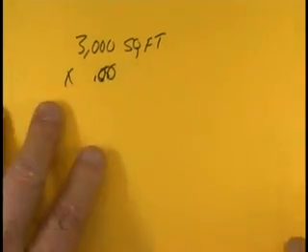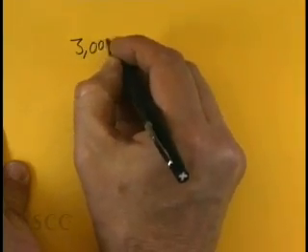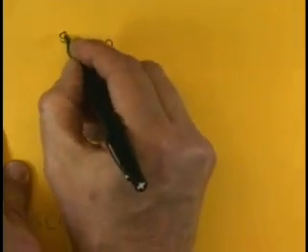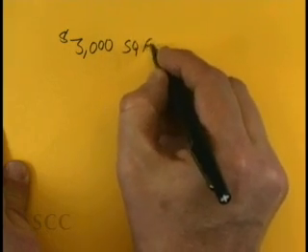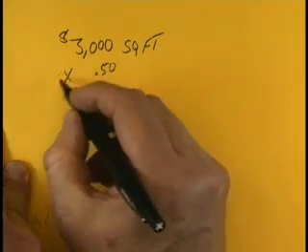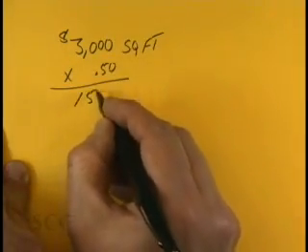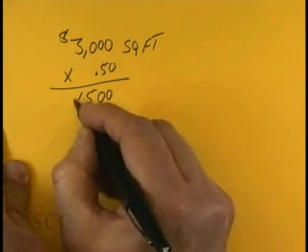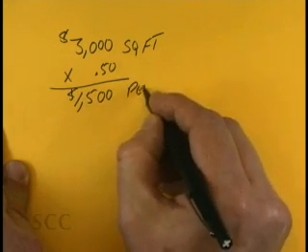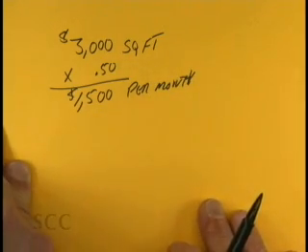Let me do that again on another piece of paper. I'm going through paper like crazy. We're going to take 3,000 square feet and multiply that times 0.50, or 50 cents a square foot. When we do the math for that, it's going to be $1,500 per month. That's how much we're going to pay the landlord.